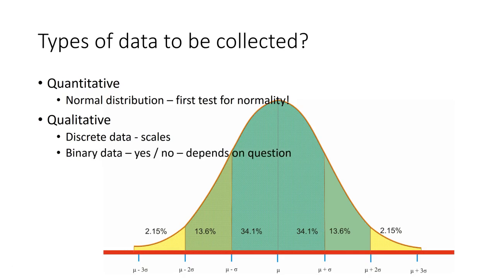Is it binary data? Binary data says yes, no, right? Depends on the question. One of the questions they ask is, I'll let you think about this one. If you have 3 birds sitting on a fence and you shoot one, how many birds are left? This is binary type data. Is it a yes-no question? Is the question even a valid yes-no question? So, these are qualitative data.